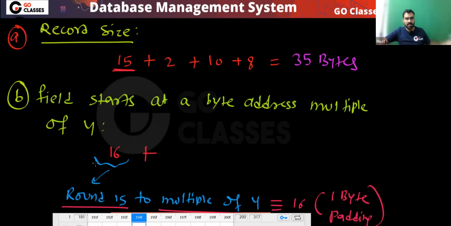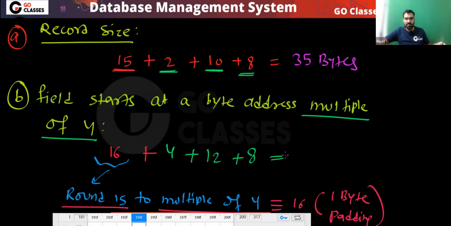So 16 bytes plus what? This also you can round to a multiple of 4, so this will become 4. This will become 12. And this will remain as it is, 8. So your answer will be 40 bytes. Very simple question. Is this clear to everyone? Let me know. Nikhil, is this clear? Any doubt?